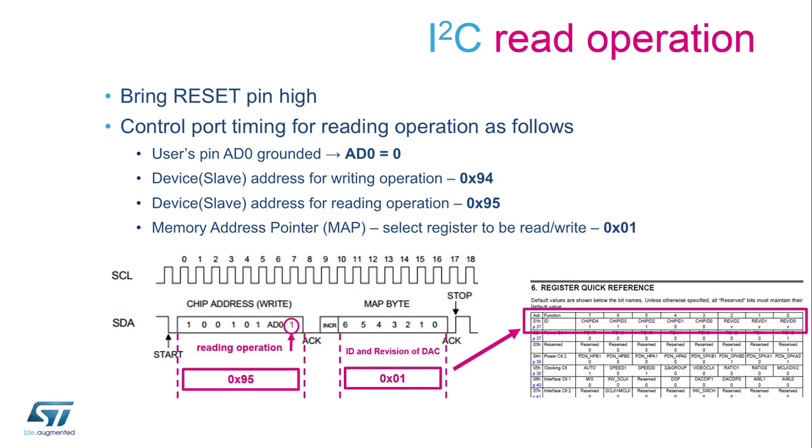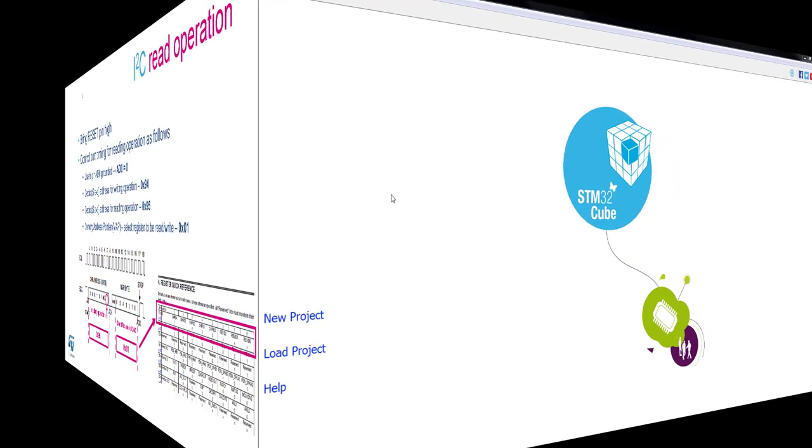While performing a read operation, the master will send the slave's address plus its intentions, in this case, to read the content from the map byte. Through the analysis of the register table of the DAC, if we send the value 0x01, we should expect to receive the ID and the revision of the slave. After all clarifications have been done, let's change to STM32CubeMX to start generating our code.